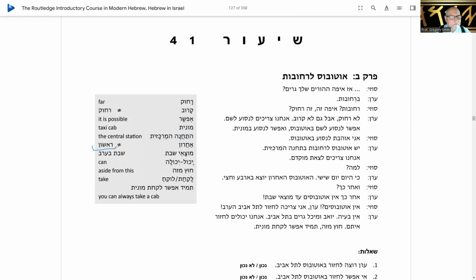And then we have Rishon. Yeah, first. Rishon. There would be a hirik here. Actually, there might be a hirik under here. That's probably where it's at. So basically, remember, we're using this to figure out where the vowel pointing is. This would definitely be a holem, and then it ends with a nun sofit. So Rishon.